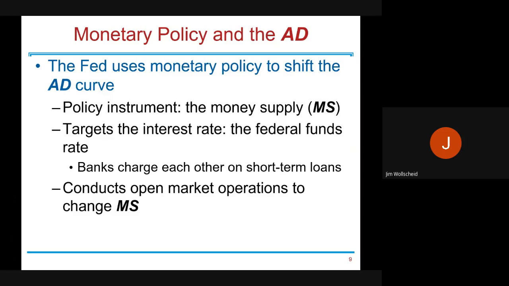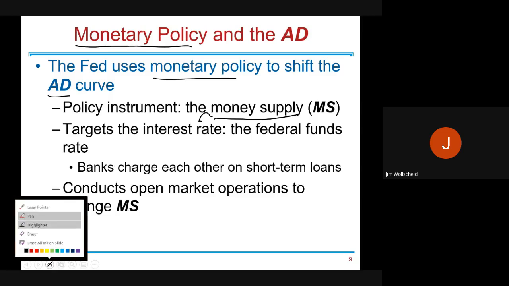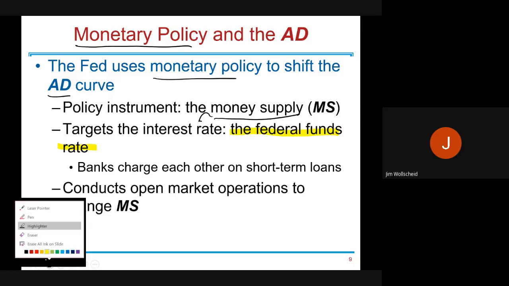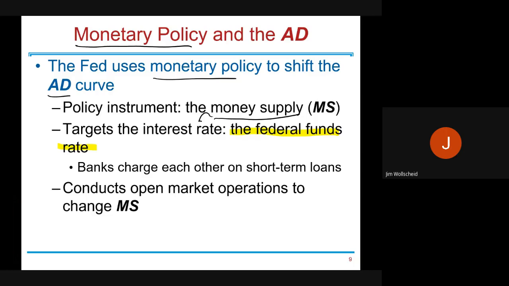So when we talk about monetary policy, we're going to talk about how the Fed changes it and how they use it to shift aggregate demand. The most popular way they do it is they change the money supply. And when they do that, the interest rate that changes is something referred to as the Fed funds rate. By definition, the Fed funds rate is the rate at which banks charge for short-term loans, usually to other banks. But the Fed funds rate affects all interest rates.